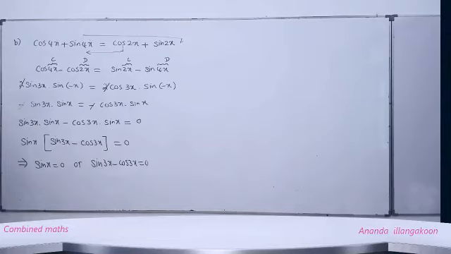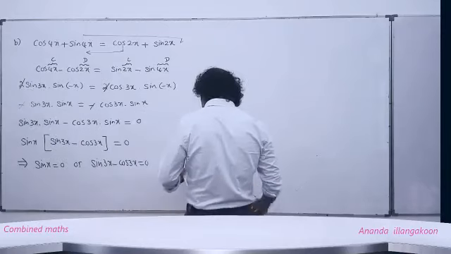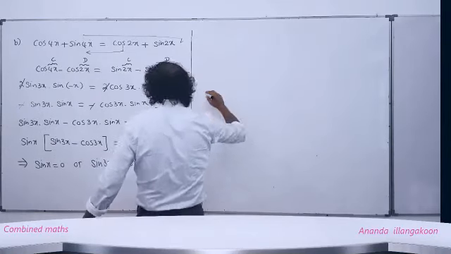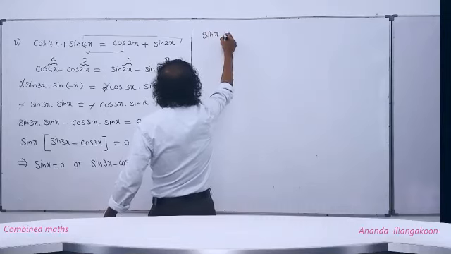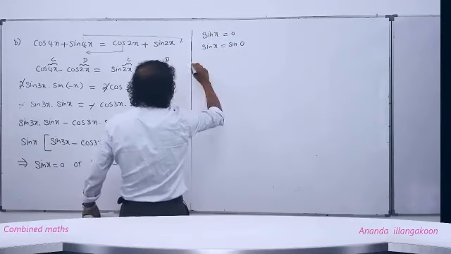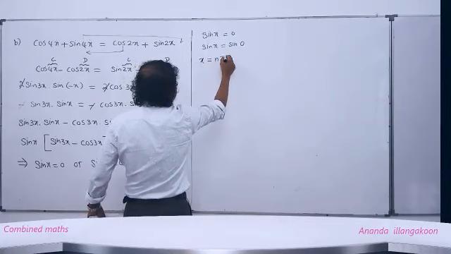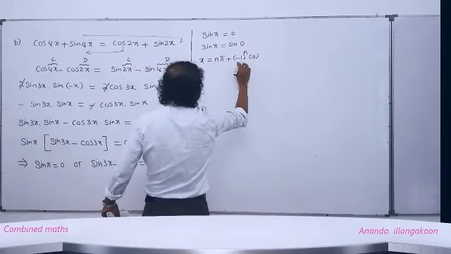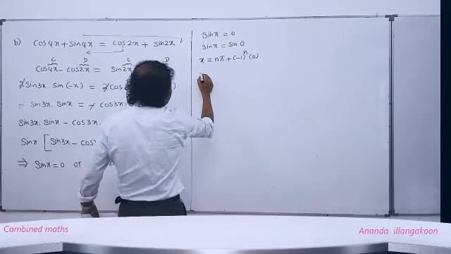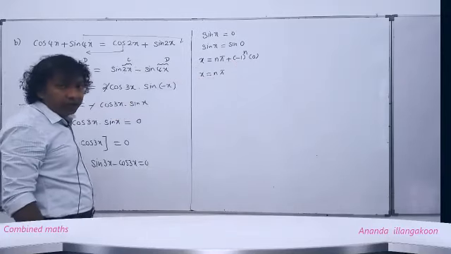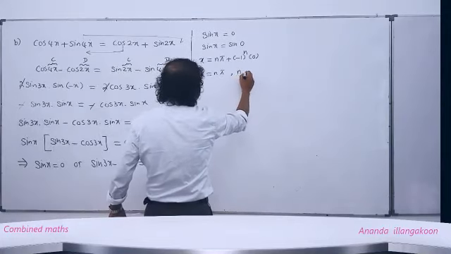Right. Now you can write the general solution for this. How to write the general solution for sine x equals 0? Sine x equals 0 means you can write the right hand side 0 as sine 0, then x equals n pi plus minus 1 to the power n times this angle 0. This is zero, no? Then we get x equals n pi. There, definitely must write this n is an integer.